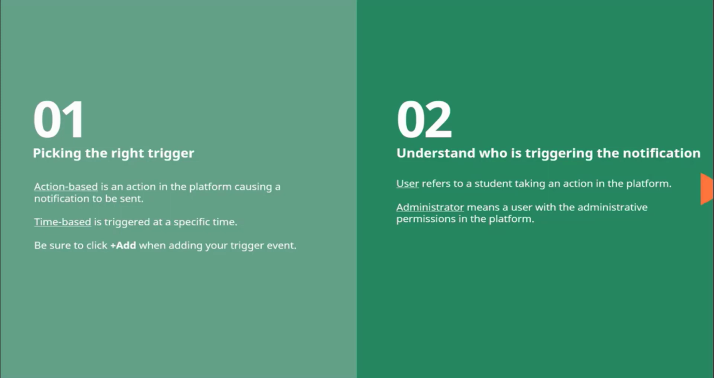So if we're looking at action-based, you need to understand who's triggering that notification. When we think of a regular user, we think of that as being a student, your basic users. Whereas when we think of an administrator, that's someone with the administrative permission. So that's your operations instructor, operations managers, and your instructors.